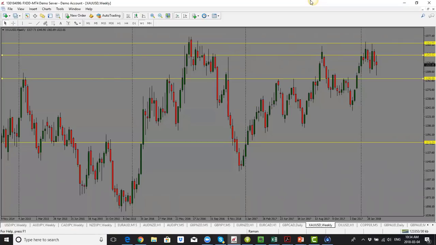So we could get one of these. So overall, my bias is to the downside, but I would look for pullbacks before I look for further selling here. Any other questions?